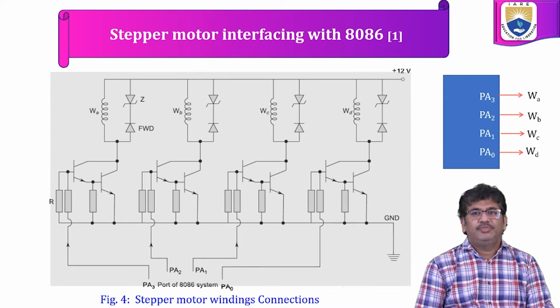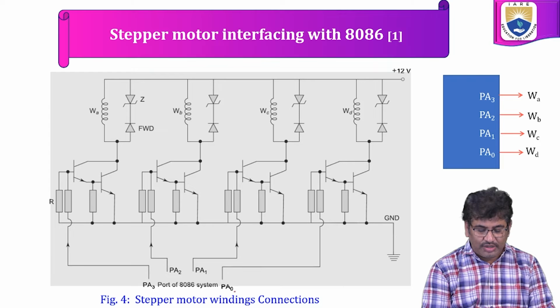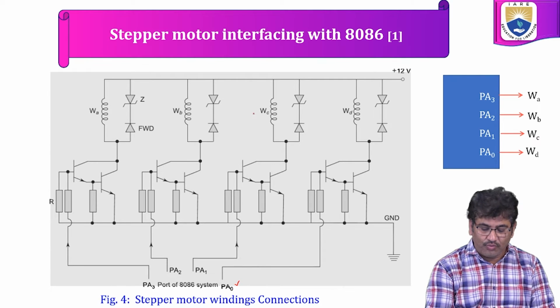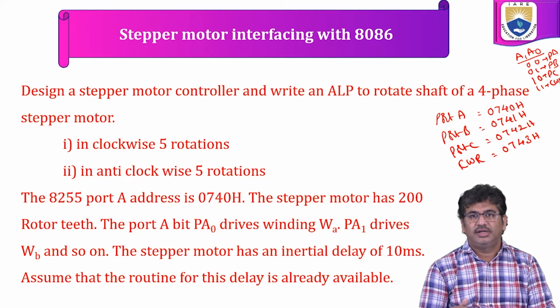The schematic arrangement for the various windings: I am taking winding D connected to port A0, winding C connected to port A1, winding B connected to port A2, winding A connected to port A3. So in the problem statement, I'll change a little bit.